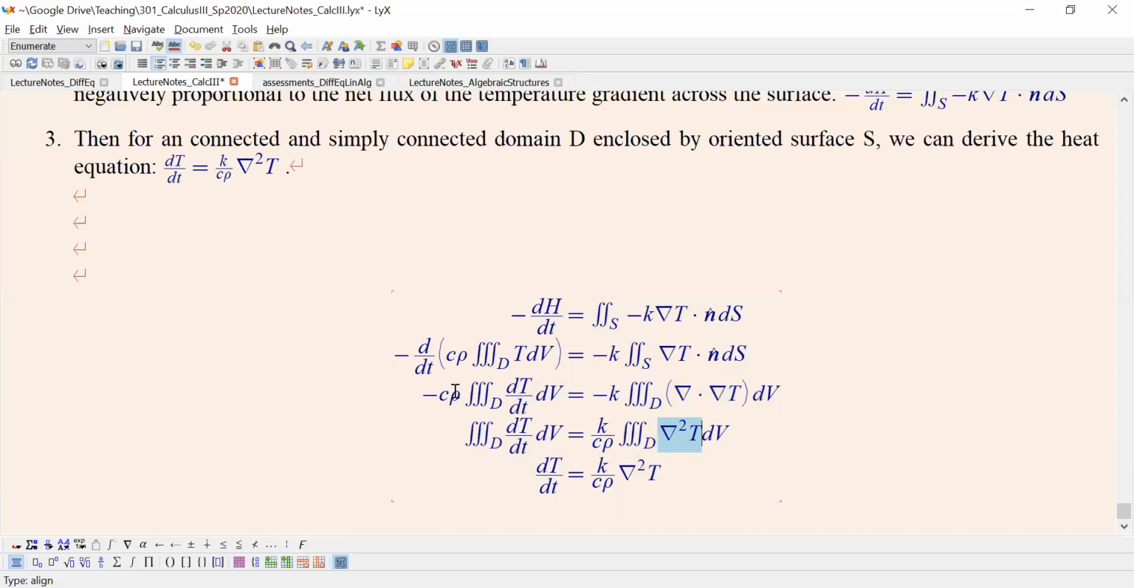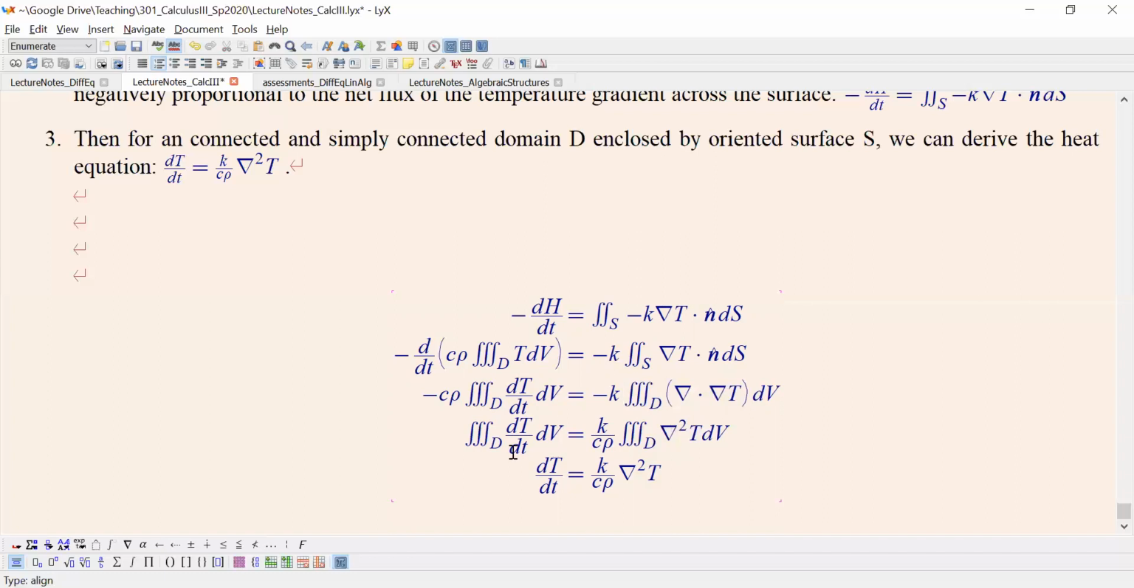On the outside, let's group our constants together. Dividing by negative c rho, we get a k, or I think it's a kappa actually, for thermal conductivity, kappa over c times rho. And this will separate us into two triple integrals. On one side, we're integrating the derivative of our temperature in terms of time. On the other side, we're taking the Laplacian of our temperature.